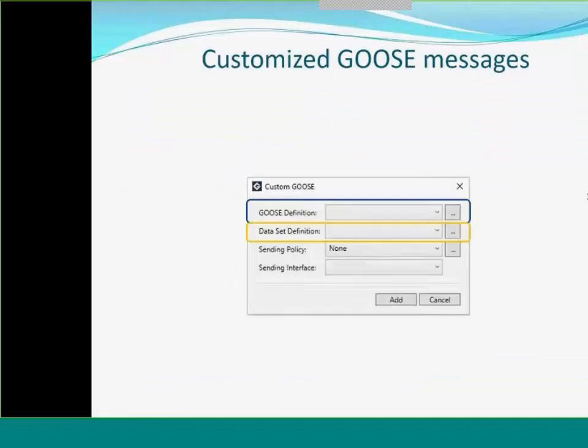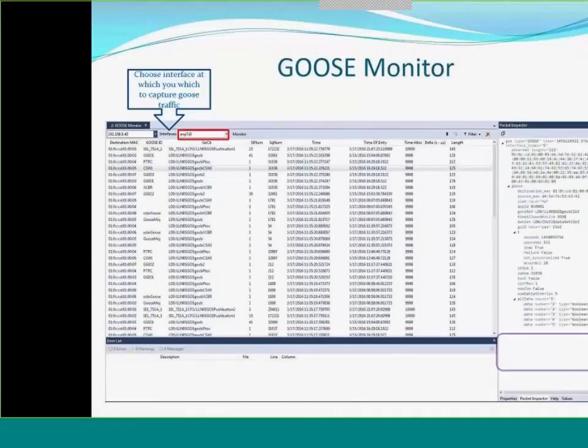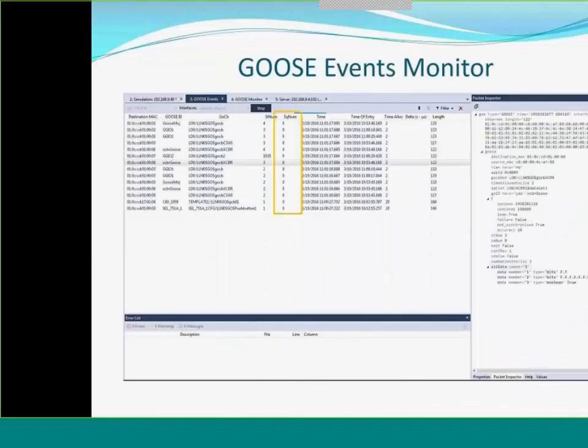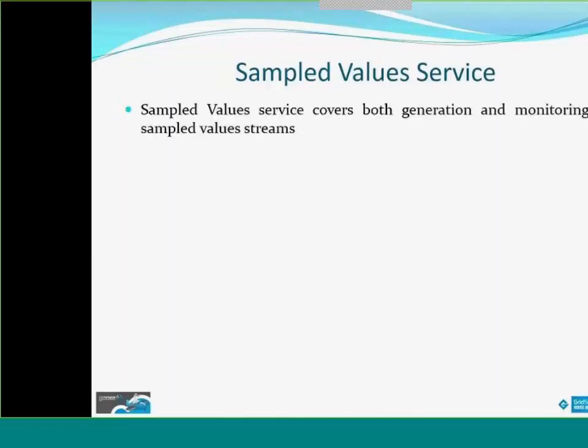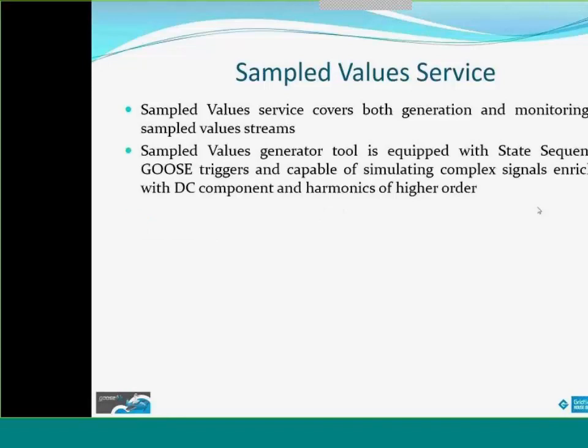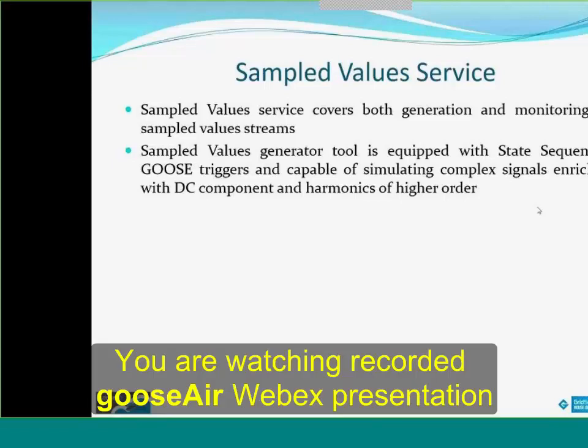Okay, so do you agree that we skip for now to sample value service? Yeah. Okay. Sample value service is the newest feature that we have developed and included among other gooseAir services. Sample value service covers both the generation and monitoring of sample value streams. The sample values generator is equipped with a state sequencer property, which is capable of generating complex signals enriched with a DC component and harmonics of higher order.